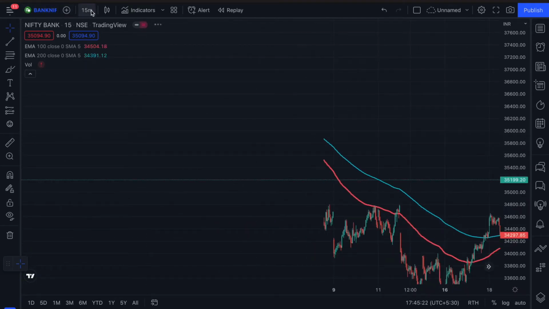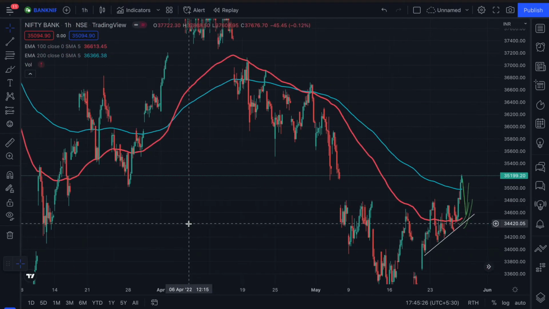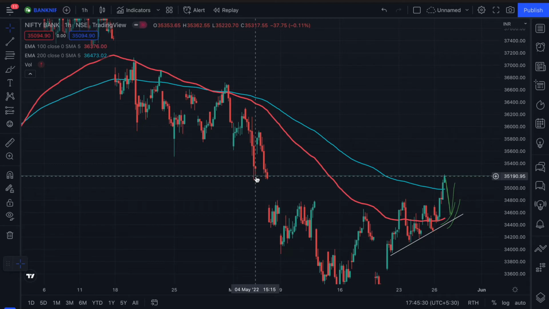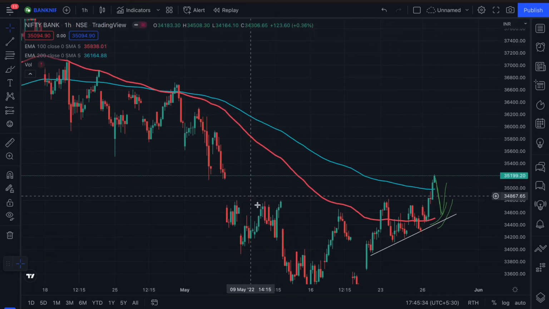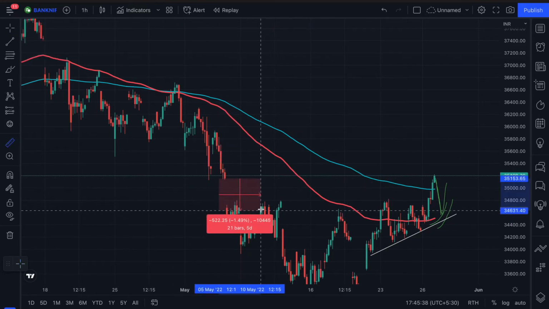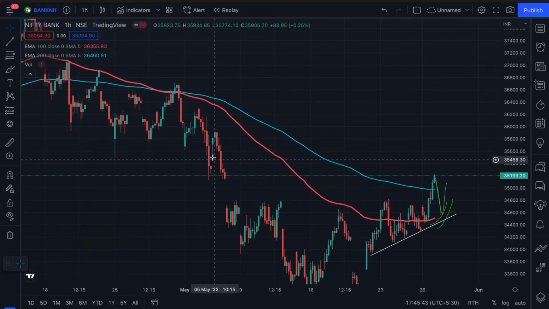As you can see here, if I just head over to the hourly for a second, this important gap has also been filled. This was the gap, guys, from around 35,190 to 34,687. This was a massive gap of about how much? Let's have a look at it, of about 450 points. So this has also been filled.